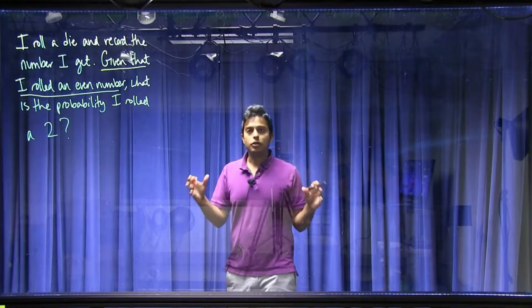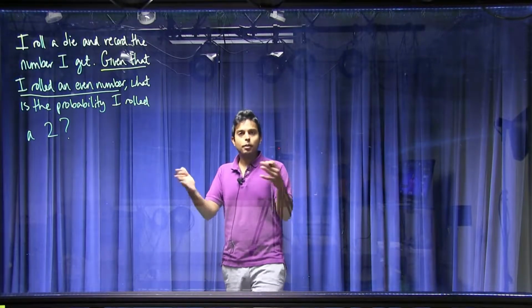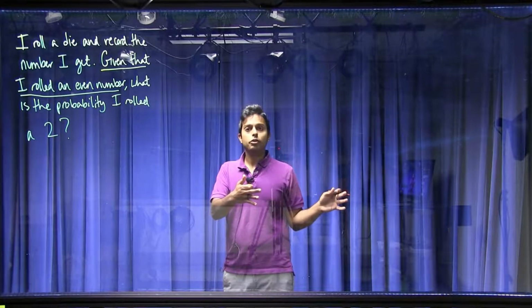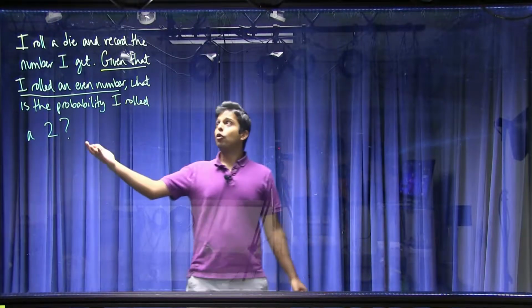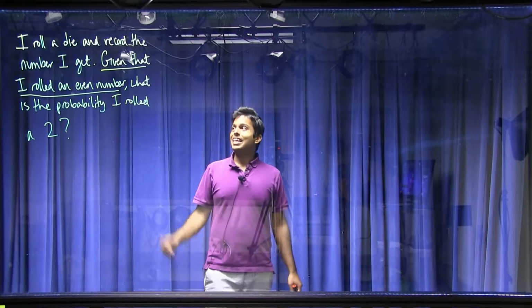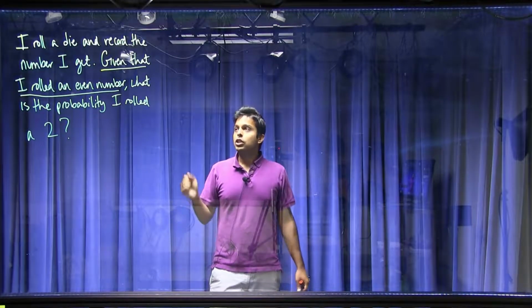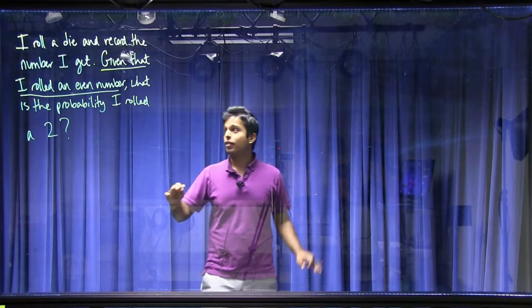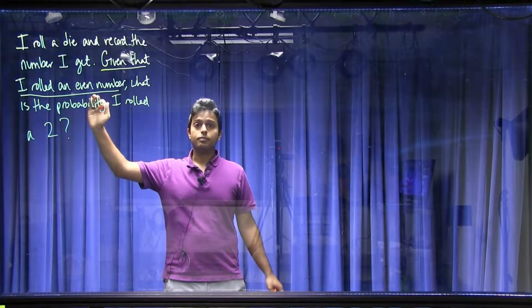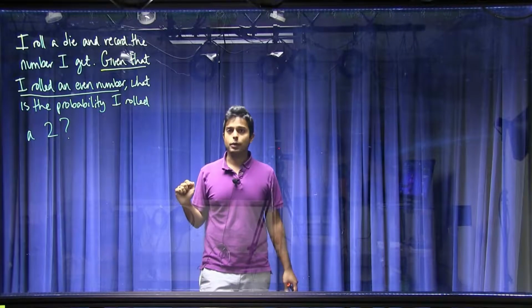In a conditional probability problem, we have some extra information when compared with the regular probability problems that we've been doing. So for example, I roll a die and I record the number that I get. Given that I rolled an even number, what is the probability that I rolled a 2? So notice the extra information that we have here is that we know that the result is even. And then we want to know the probability that we get a 2.